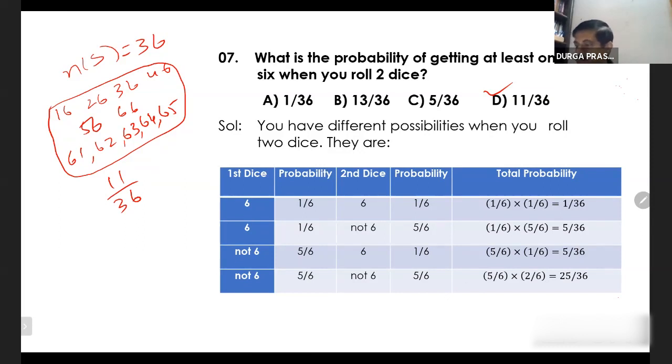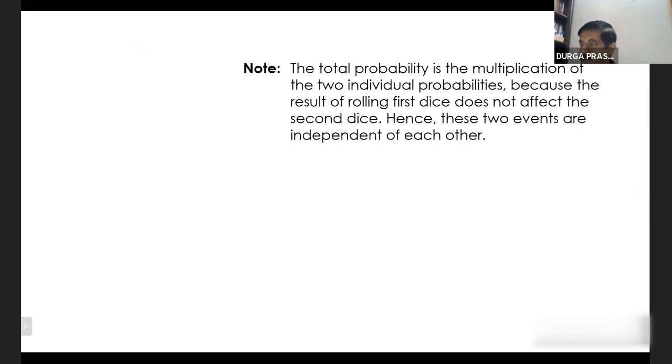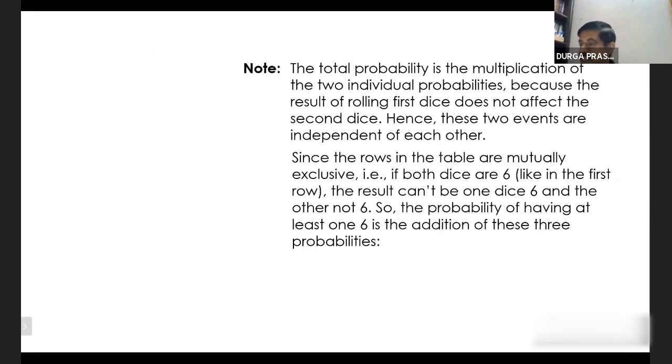So if you look at this technique, 1 out of 36 is both the dice showing 6. 5 out of 36 are first numbers with 6. And 5 out of 36 are second numbers as 6. So therefore, total is 11 out of 36.